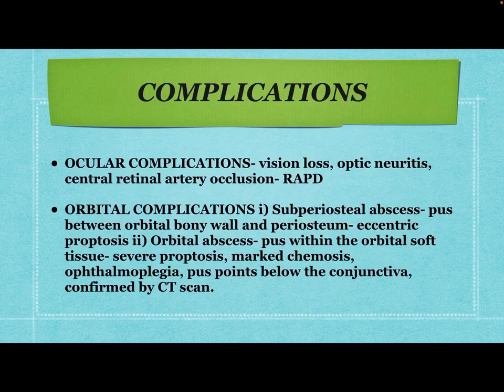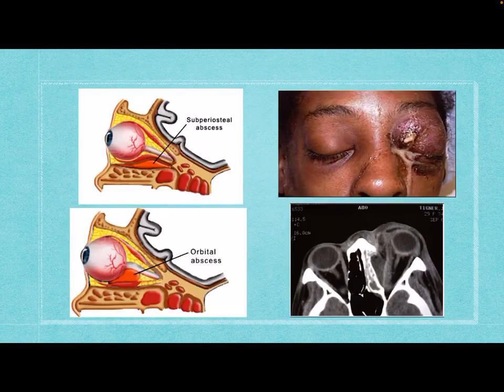In this image, you can see a picture of subperiosteal abscess, and beneath that there is a picture of orbital abscess. Subperiosteal abscess is the pus that collects between the periosteum and the bony wall. That is the orange color you can see. It will push the eyeball to one side and this eyeball will protrude. It will show eccentric proptosis.